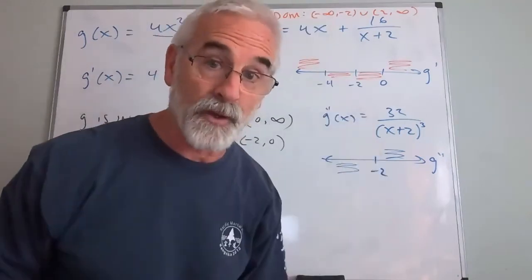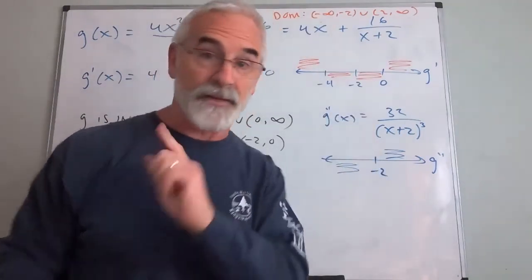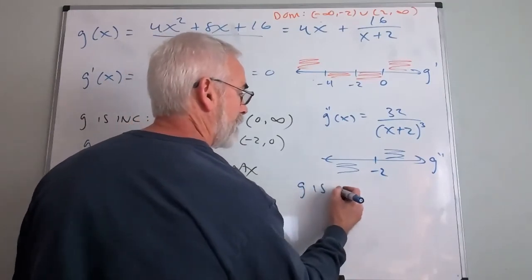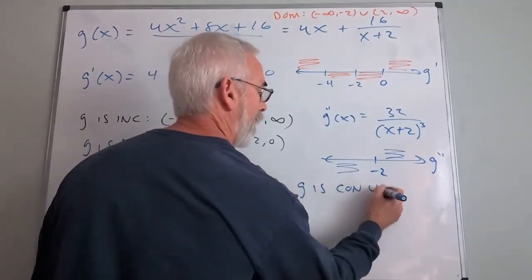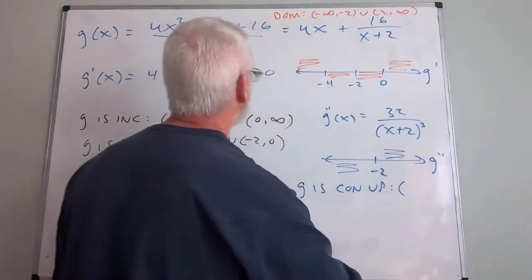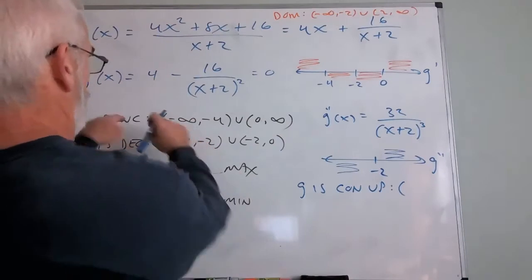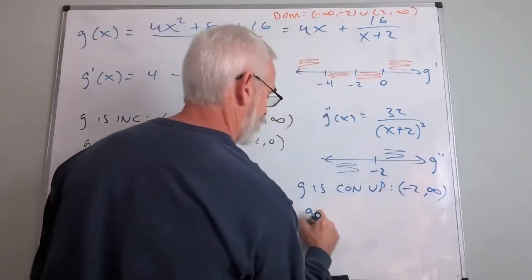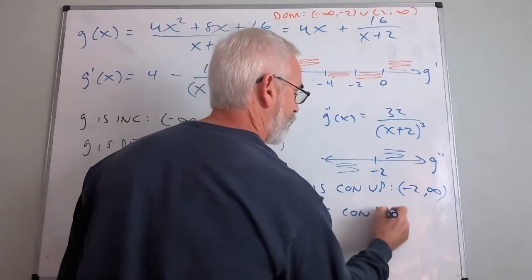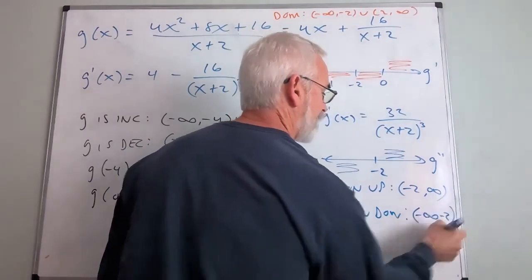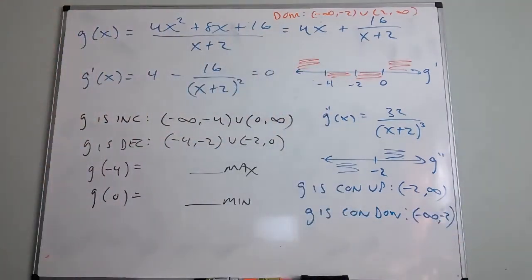There's a vertical asymptote, but I definitely change concavity there. So I can say with certainty, g is concave up from negative 2 to infinity, and g is concave down from negative infinity to negative 2. Well, I've done almost every single possible thing.